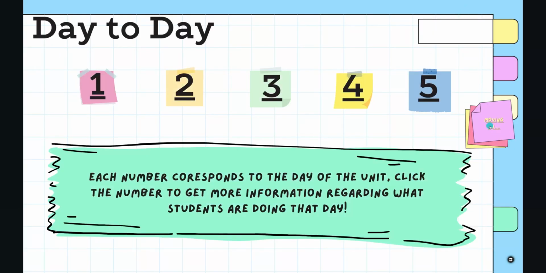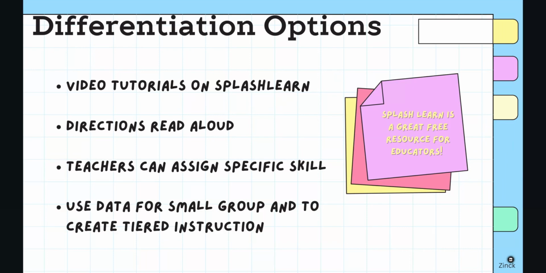And moving on. Differentiation options are video tutorials on Splash Learn. Directions read aloud. This is something that is also offered on Splash Learn, so it allows differentiation and access to all learners regardless of their reading ability.